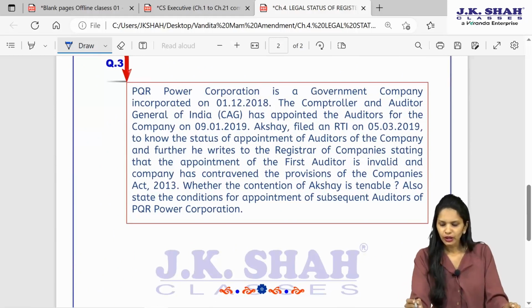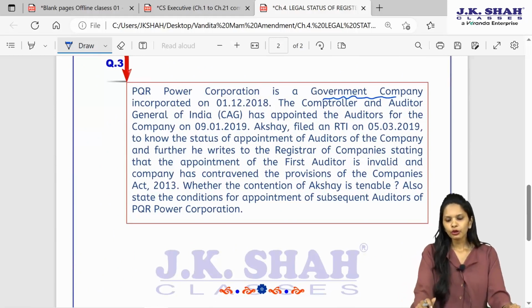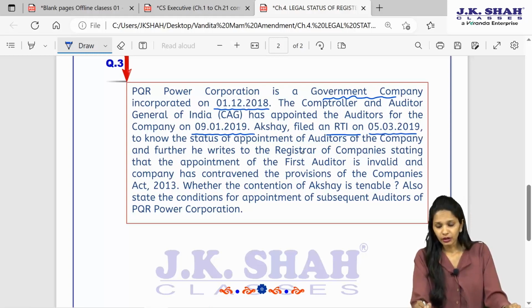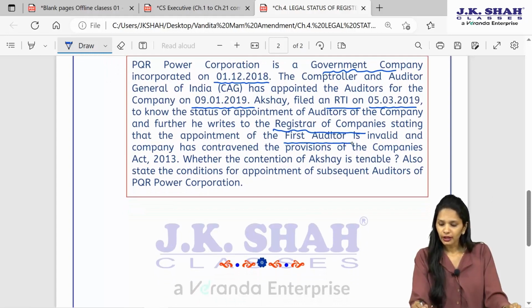Going to the next, it is about a government company. PQR Power Corporation is a government company which is incorporated on 1st of December 2018. The Comptroller and Auditor General of India has appointed the auditors for the company on 9th of Jan 2019. Akshay filed an RTI, Right to Information, on 5th of March 2019 to know the status of appointment of auditors of the company, and further he writes to ROC stating that appointment of the first auditor is invalid.